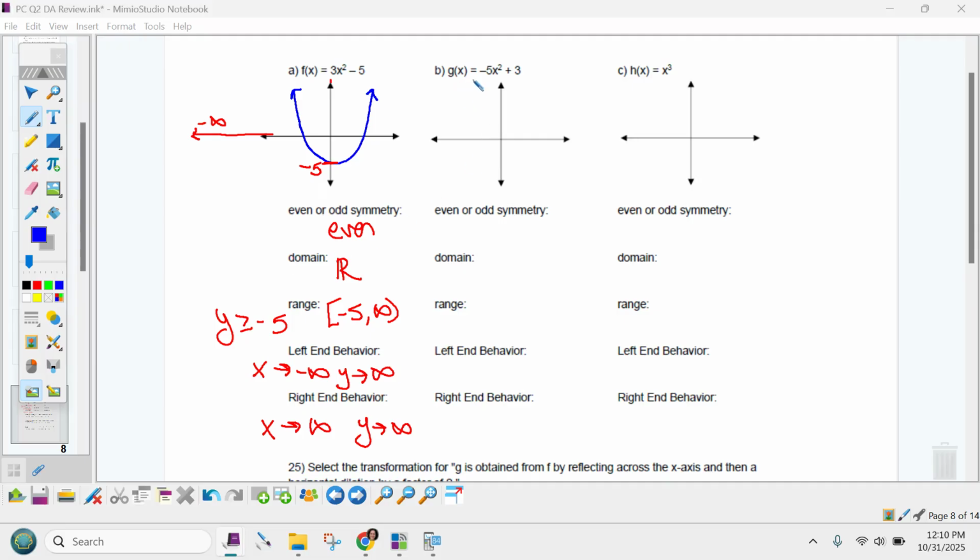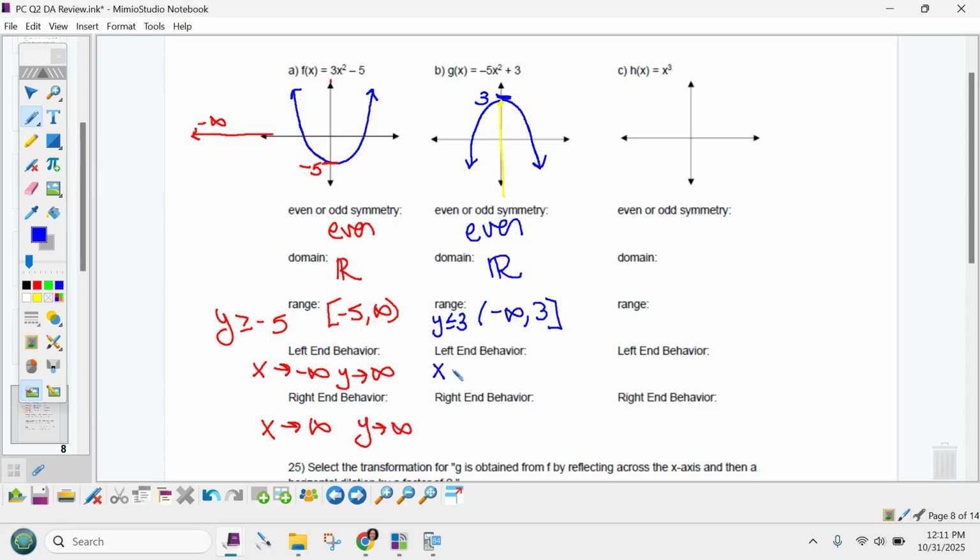All right, for B, go ahead and graph that in your calculator. We're going to note that the top y value is at 3. Again, this is even symmetry. We have this y-axis symmetry. Domain is all real numbers. Now the range, we start at the bottom, that's negative infinity, and stop at the top y value of 3. So you start down here and you travel up to the top. In inequality notation, that's y is less than or equal to 3.